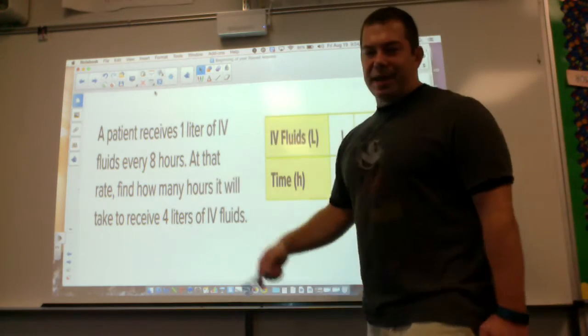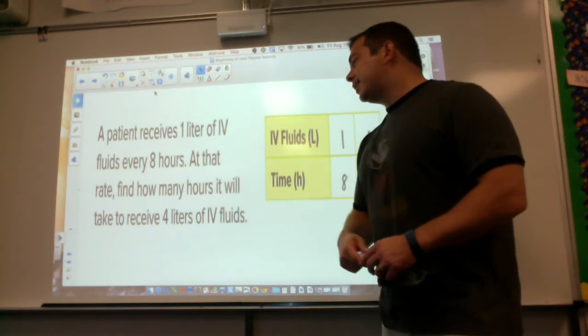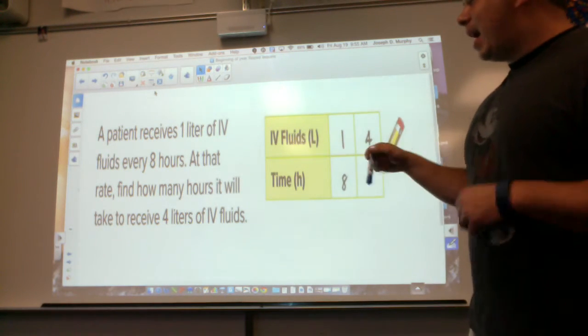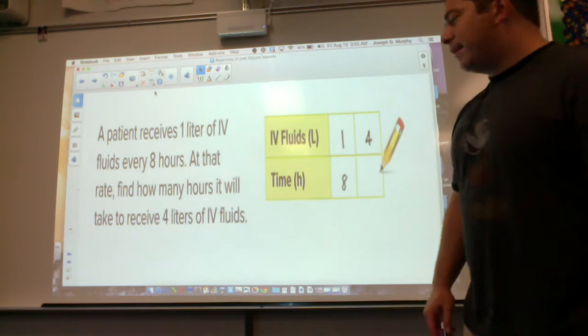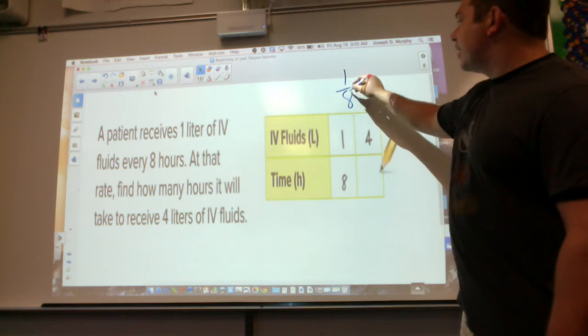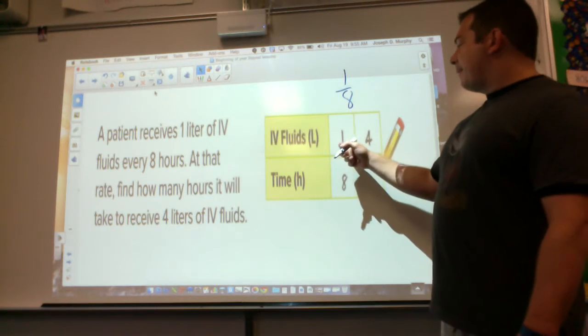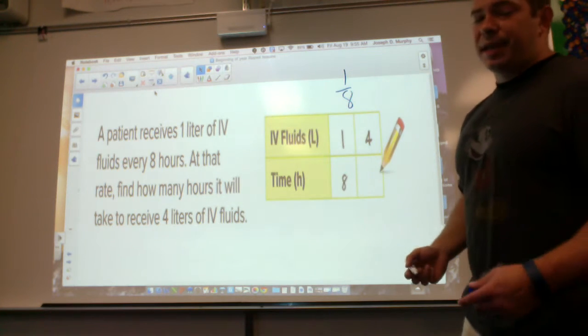Here's a question. A patient receives 1 liter of IV fluids every 8 hours. At that rate, find how many hours it will take to receive 4 liters of IV fluids. So right now I have a 1 to 8 ratio. How do I go from 1 to 4? We're doing multiplication and division here.